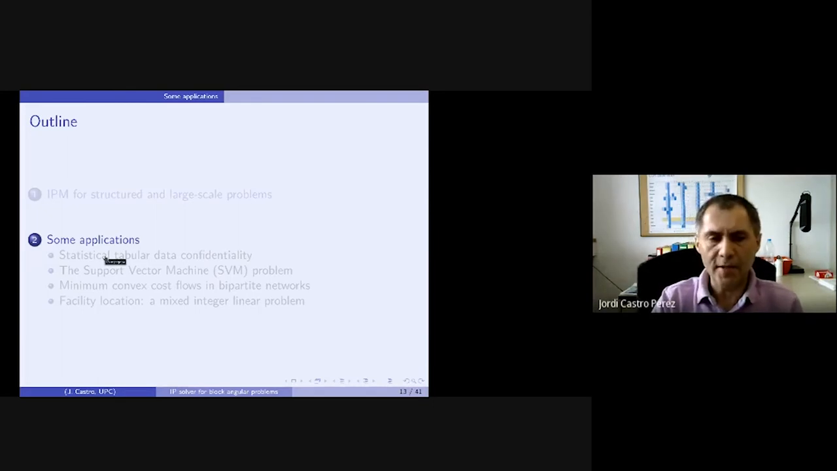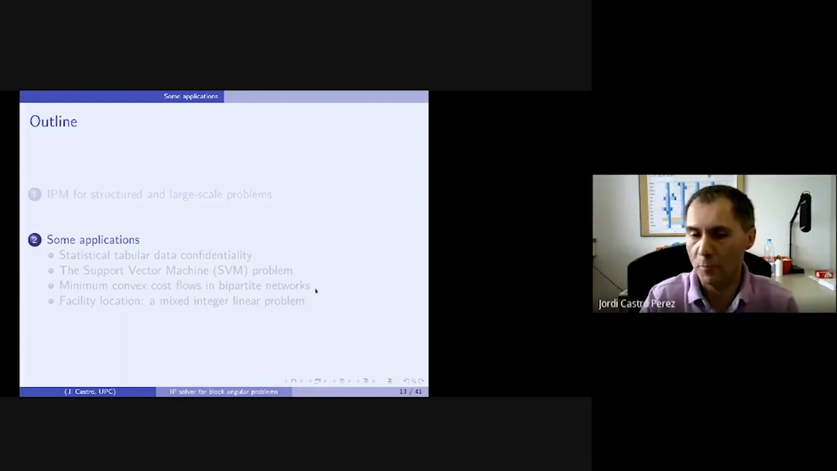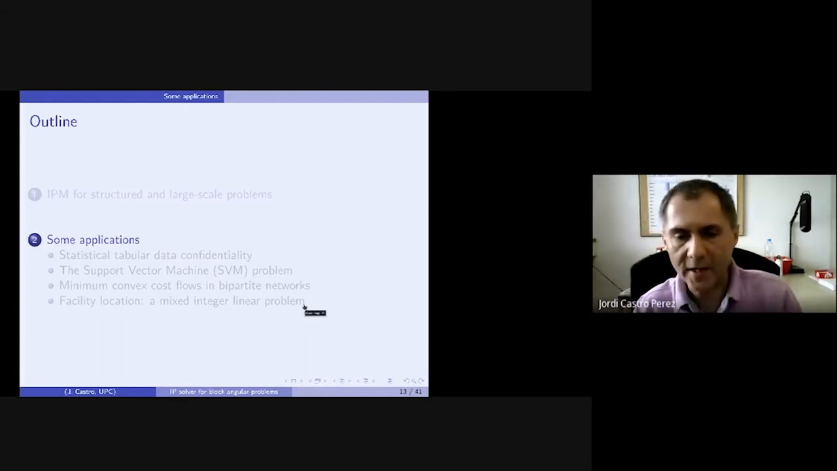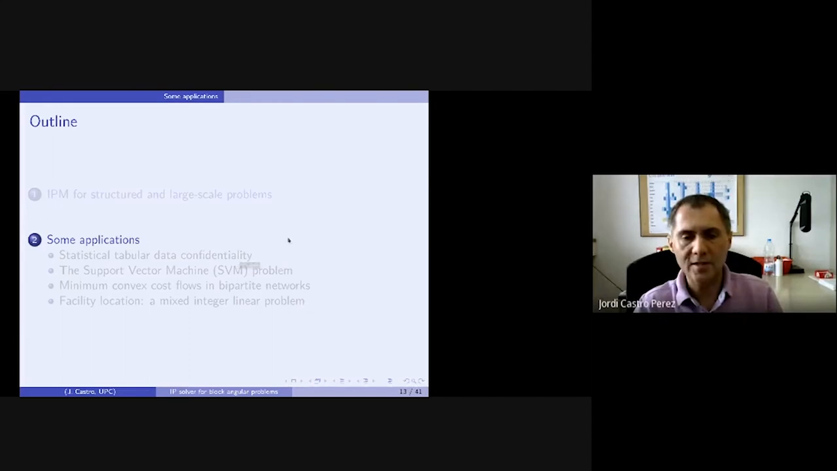The first application is a problem from the data confidentiality field. The second problem is the support vector machine problem. It's a machine learning tool. It's a machine learning problem. The third one will be the solution of minimum convex cost flow problems in bipartite networks. Basically, it's the solution of convex transportation problems. And the last one is an application in facility location. Let's start with the first one, okay?